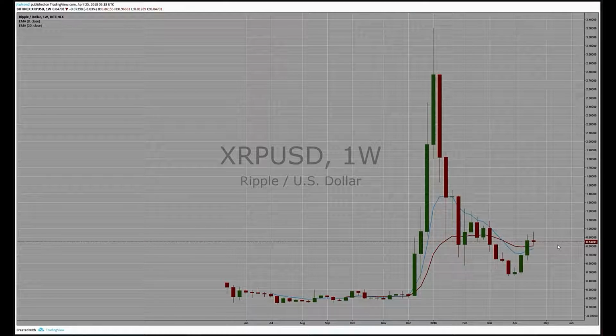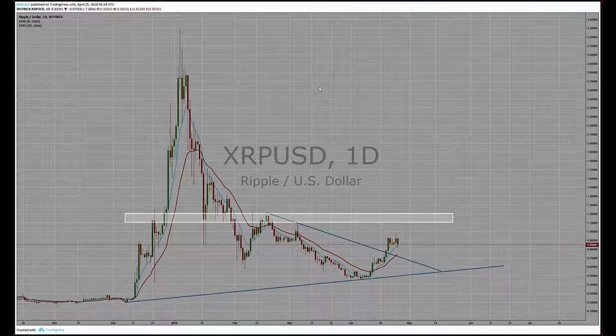Ripple is up next. Last week's candlestick was a bullish engulfing through the EMAs. This week's candlestick so far looks like a hammer. Dropping down to the daily time frame, I've added only one zone and a couple of trend lines. The trend line that I have up here, price broke through and has not retested it yet, so we could be seeing a retest of that trend line.